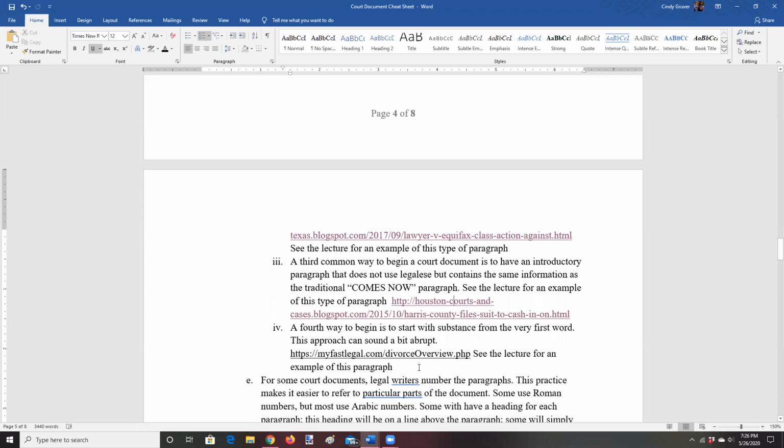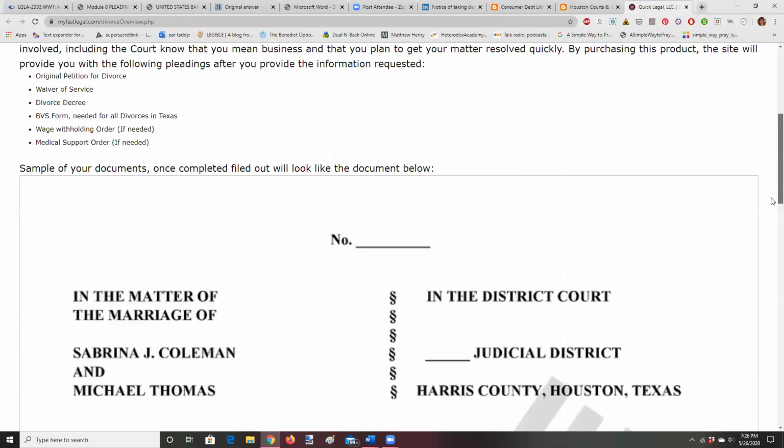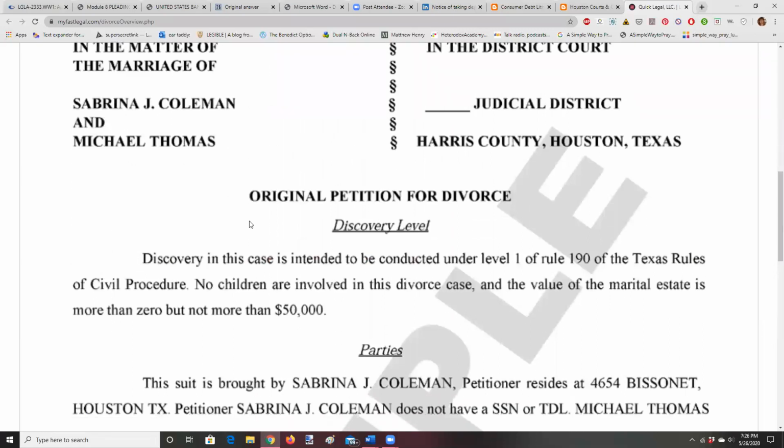Let me just show you how you might begin another lawsuit. This skips over that kind of introduction. This is a little abrupt. So you can see they don't have any introductory section. They just jump right into the discovery level. Discovery in this case is intended to be conducted. There's no greeting. There's no setting the scene. It's okay. There's nothing wrong with this, but it's probably a less desirable way of setting this up than if we were to have even just a one-line introduction. It would be a little bit more elegant.